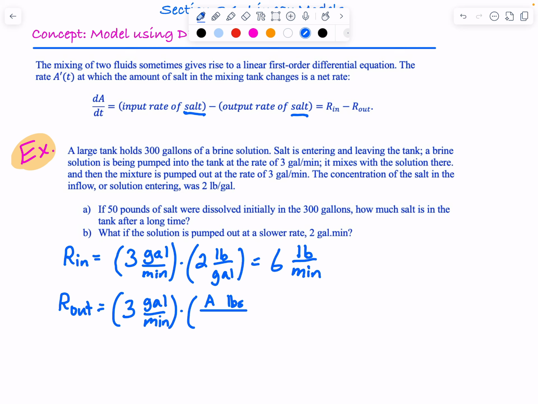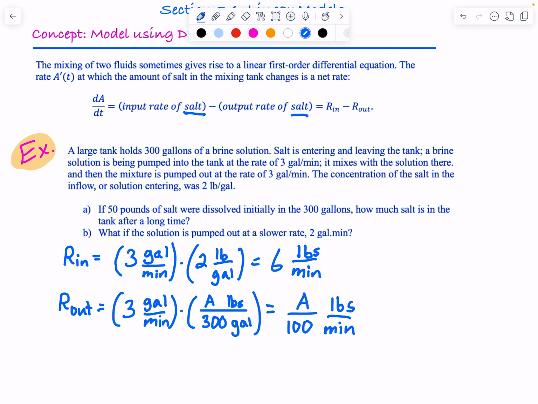A pounds per, and then how many gallons are in the container? Well, 300. I don't know A. A is what I'm trying to find. A is the amount of salt that is coming out of the container. So if I multiply this, we get A over 100. Gallons cancel again. So I have, this should be pounds, I guess, per minute.